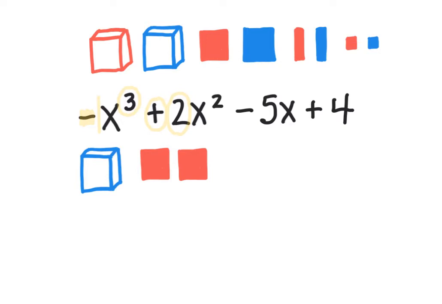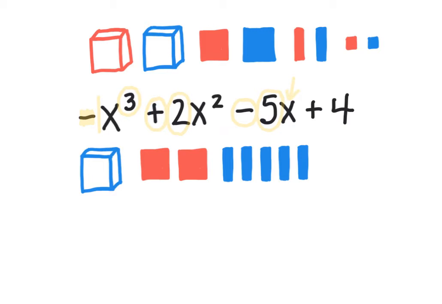For the third term, we will need to use the x tile. We'll need to use a blue x tile because the term is negative. So we will have 1x, 2x, 3x, 4x, and 5x. Again, we have 5 of them because the coefficient is a 5. They're blue because the coefficient is negative, and they are rectangles because we're dealing with an x tile.